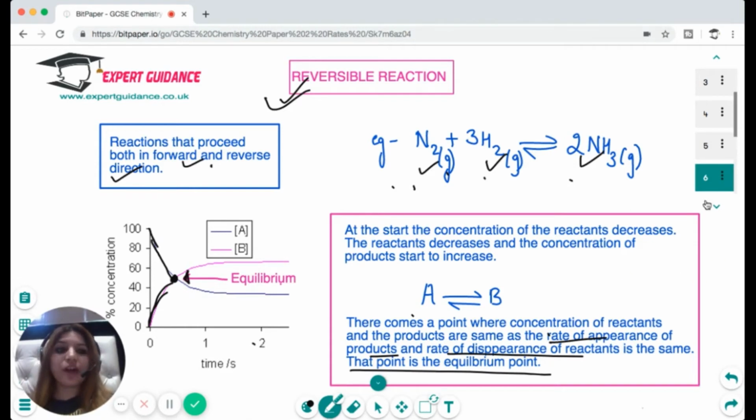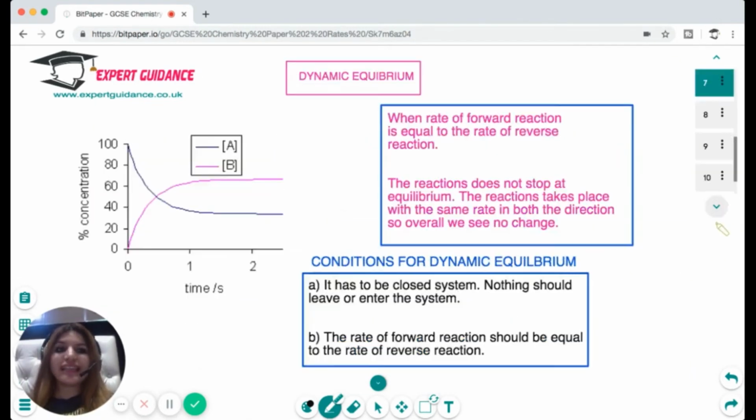Equilibrium has a proper definition, and you need to write exactly like this. Equilibrium is when the rate of forward reaction is equal to the rate of reverse reaction. Now, most of the students think that as the concentration doesn't change at equilibrium, the reaction stops at equilibrium. But this is not true.